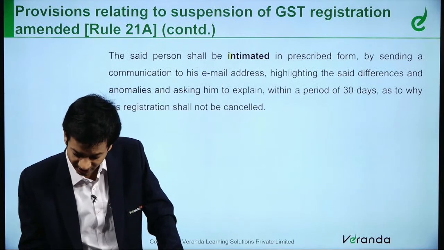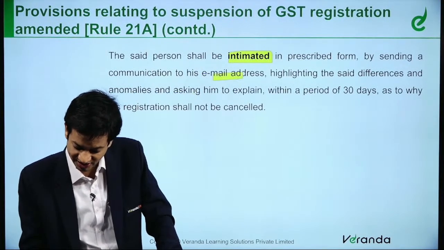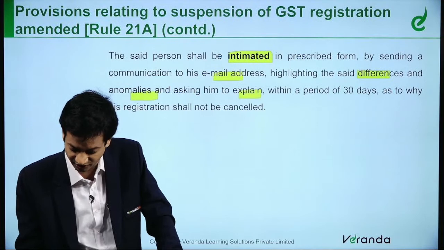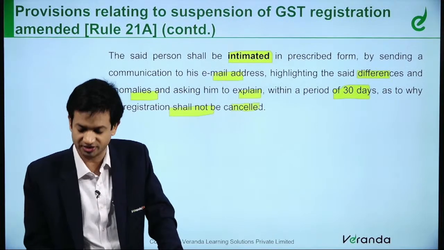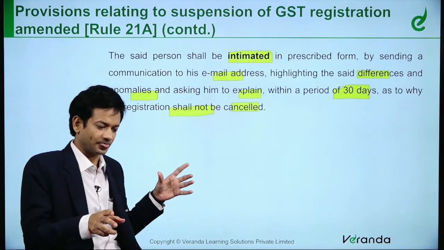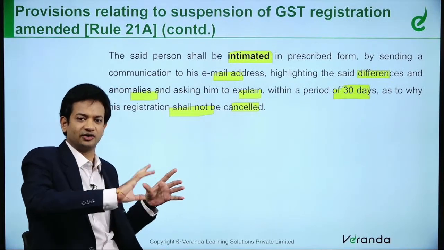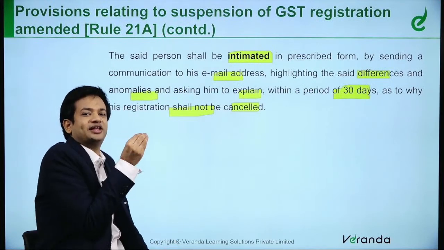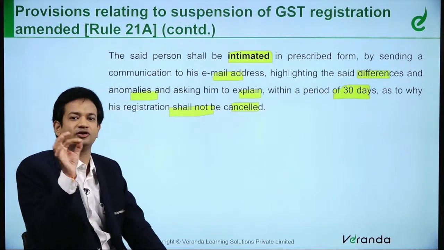The said person shall be intimated in the prescribed form by sending a communication to his email address highlighting the said differences and anomalies, asking him to explain within 30 days as to why his registration shall not be cancelled, right? So there's a change here: sub rule 2, they said, will not give an intimation, but in sub rule 2A they are saying if there are these two reasons, they will give an opportunity of being heard.